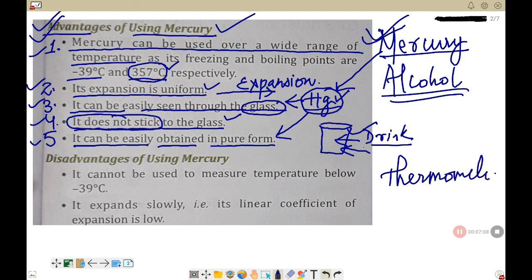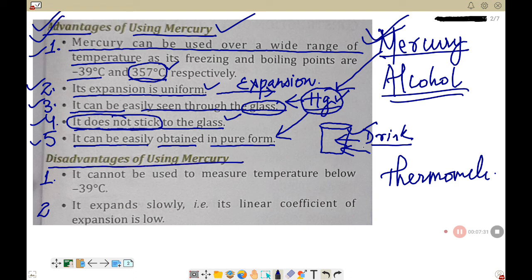All right, now see, everything has advantages and disadvantages, isn't it? Everything has a positive and a negative side, isn't it? There is good and bad in everyone, even in people, isn't it? So similarly, there are two disadvantages of using mercury in the thermometer.